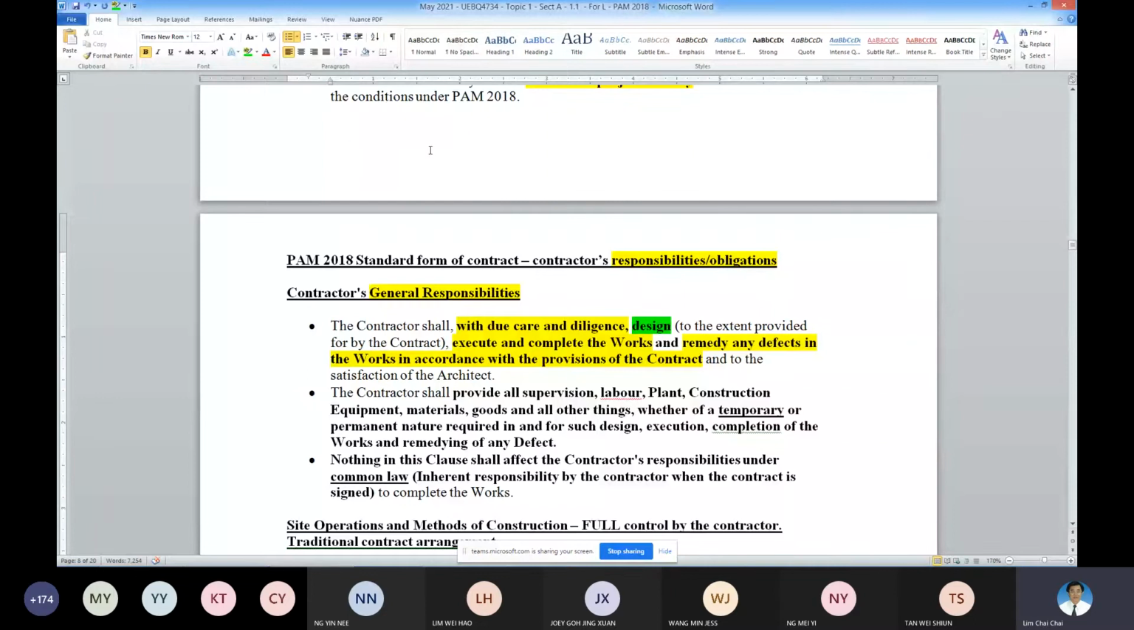Then the contractor needs to provide the basic labor, plant, construction equipment and material to ensure that the works are carried out properly until the defects are remedied. So this is their responsibility number 2, obligation number 2.